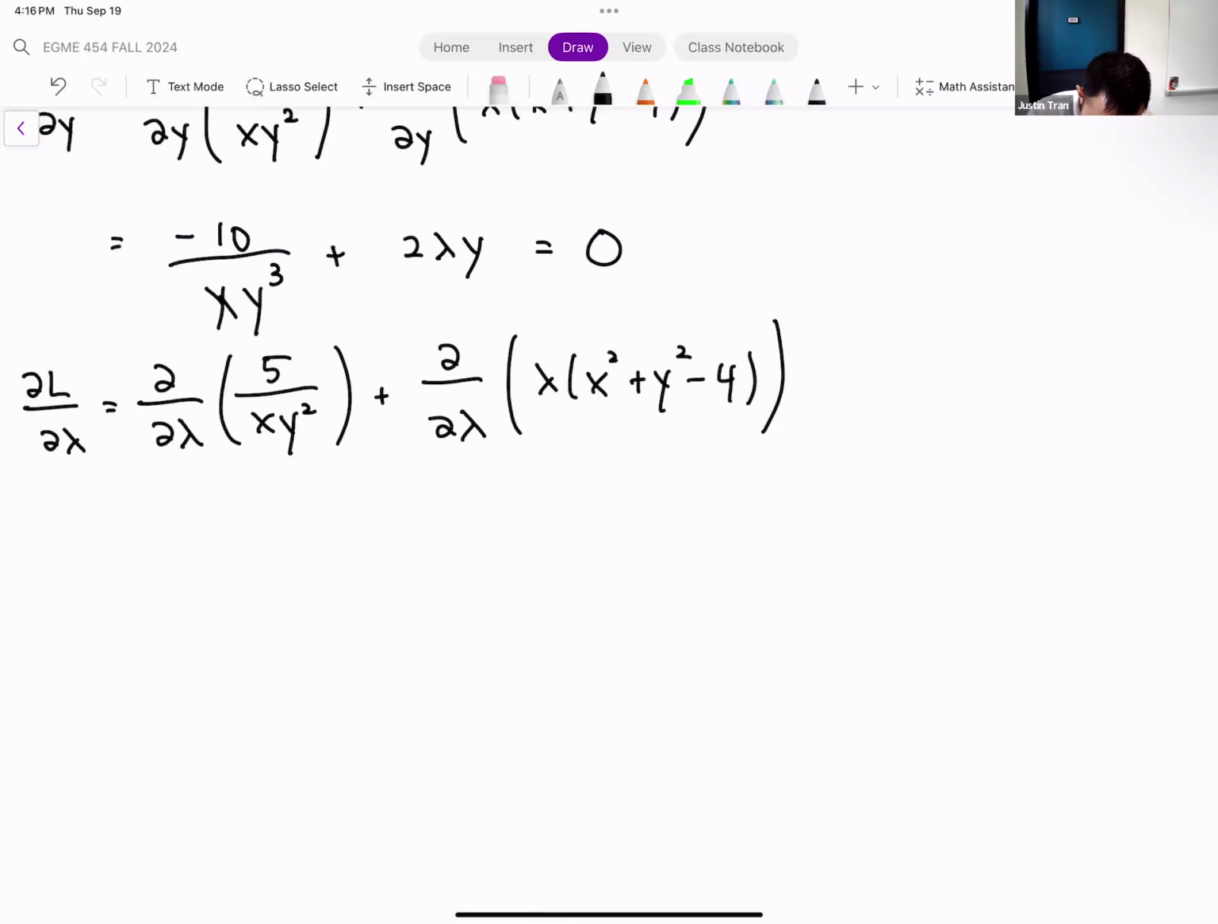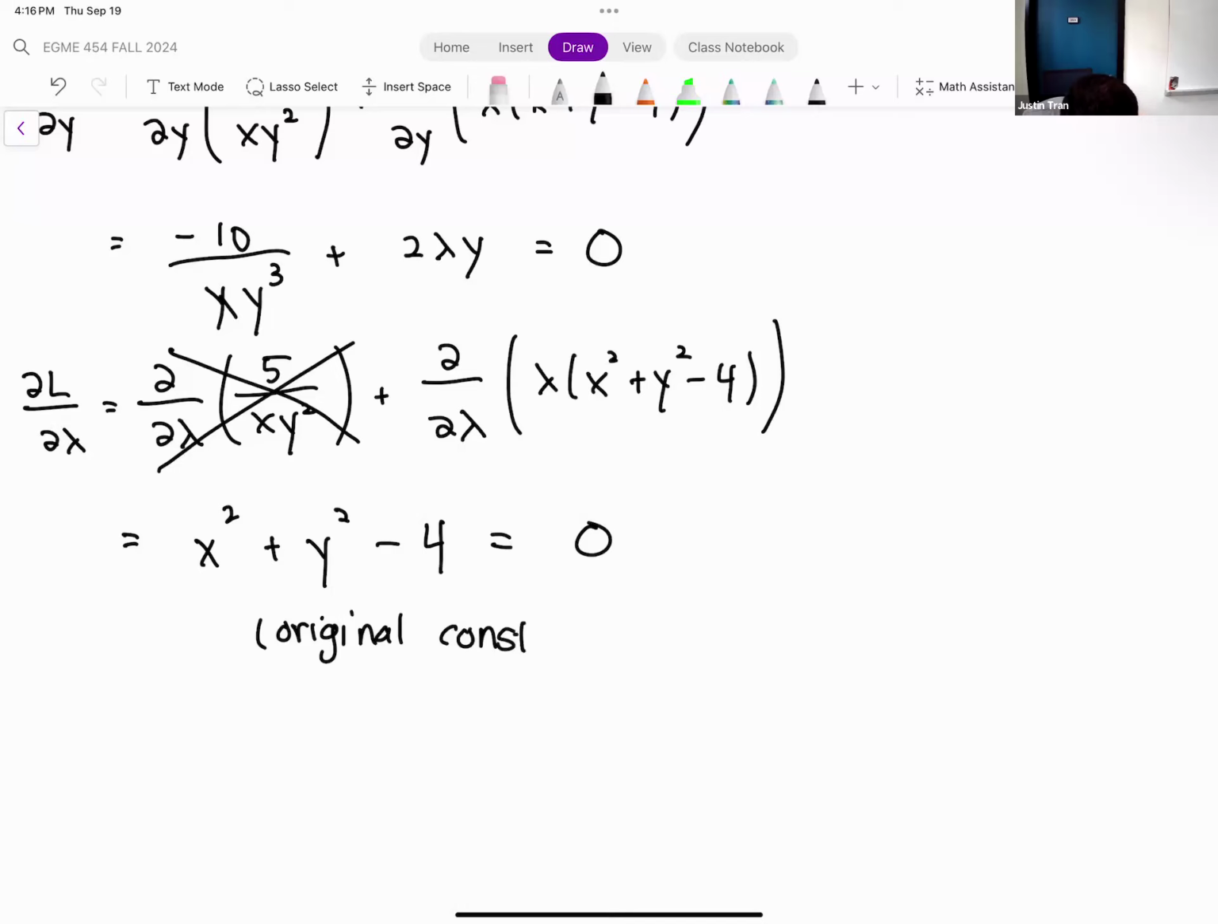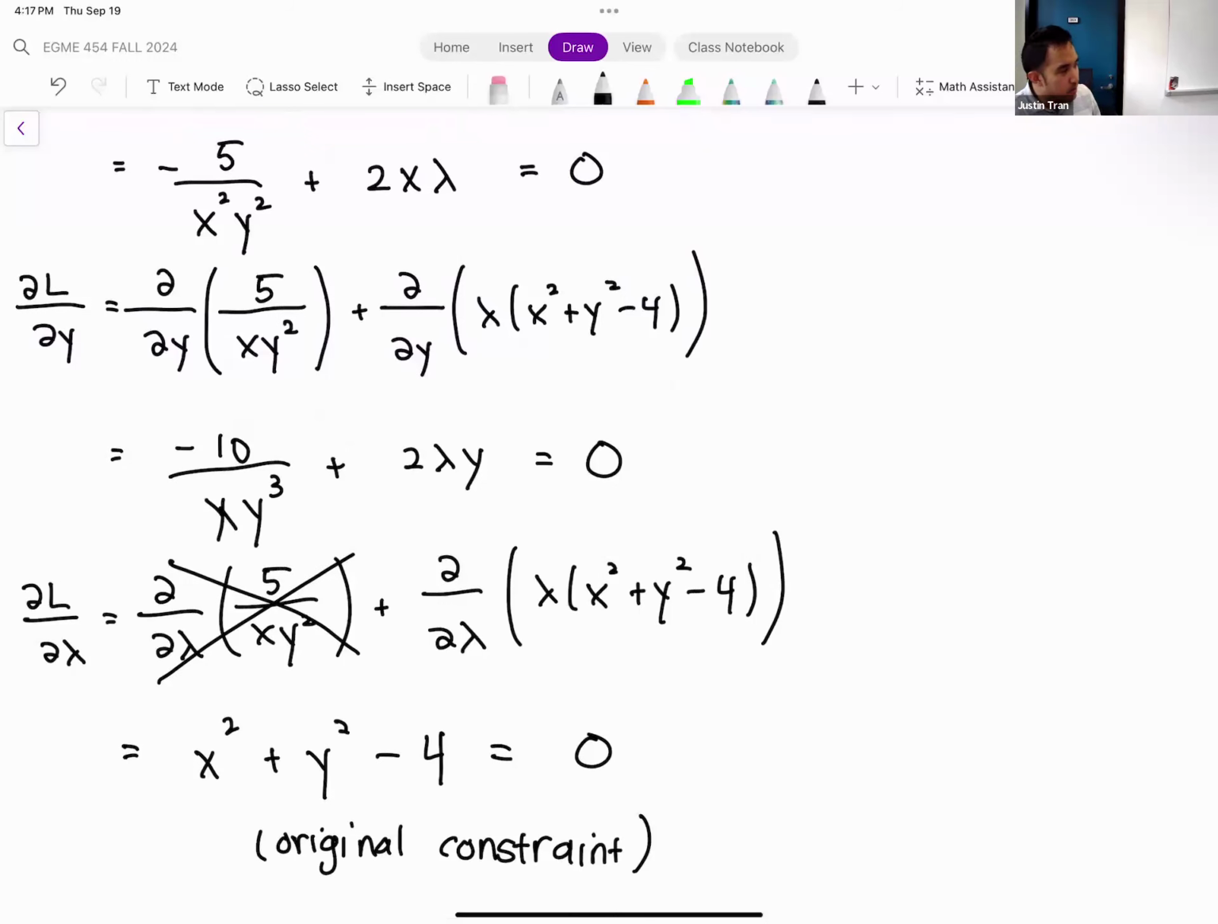Okay, so this is probably the simplest derivative that we have here because the first term does not depend on lambda at all. And so taking the derivative of that first term with respect to lambda is just going to make it go away. And then the second term is linear with respect to lambda, right? And so all we get from taking the derivative with respect to lambda is just our original constraint in standard form. So this is x squared plus y squared minus 4 equals 0. Okay. And so you should get that, right?